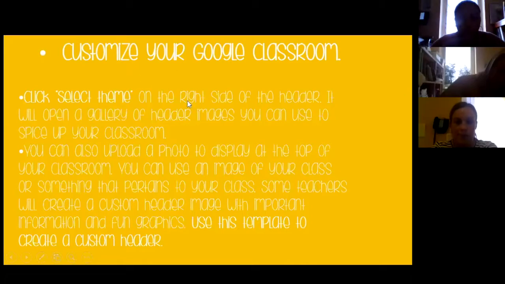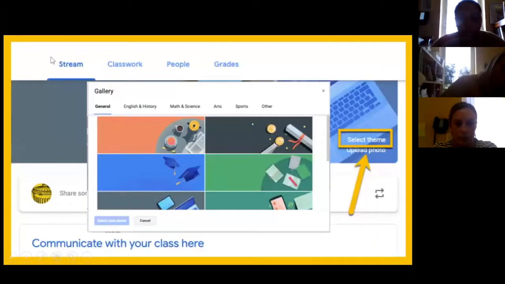How to customize your Google Classroom. You can select the theme. So you can click a theme you want to use. If you want to have your own background, you can upload your own photo. So something like this. You can pick a picture that they have, or you can upload your own.